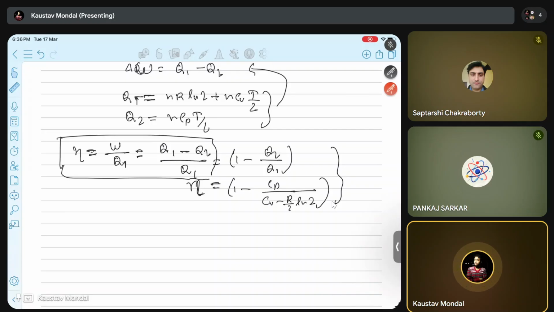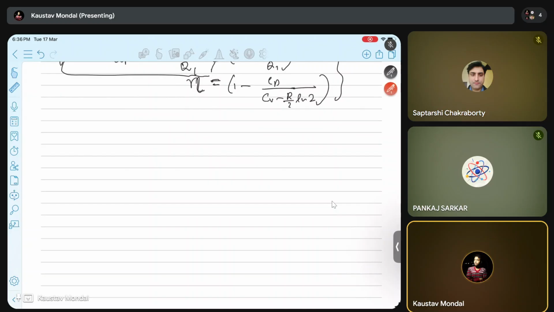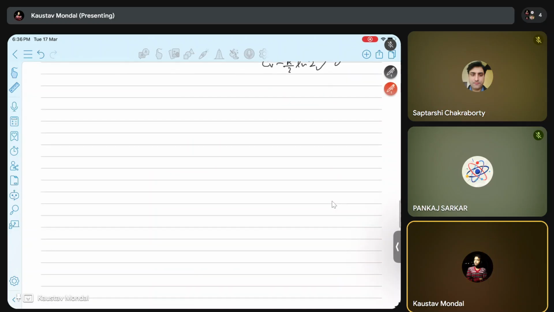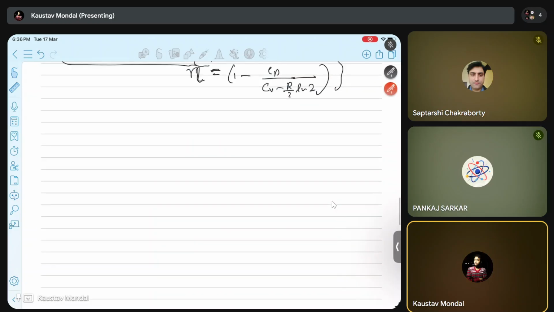Next we'll discuss the heat engine. This is a very important concept in thermodynamics. Heat engine.